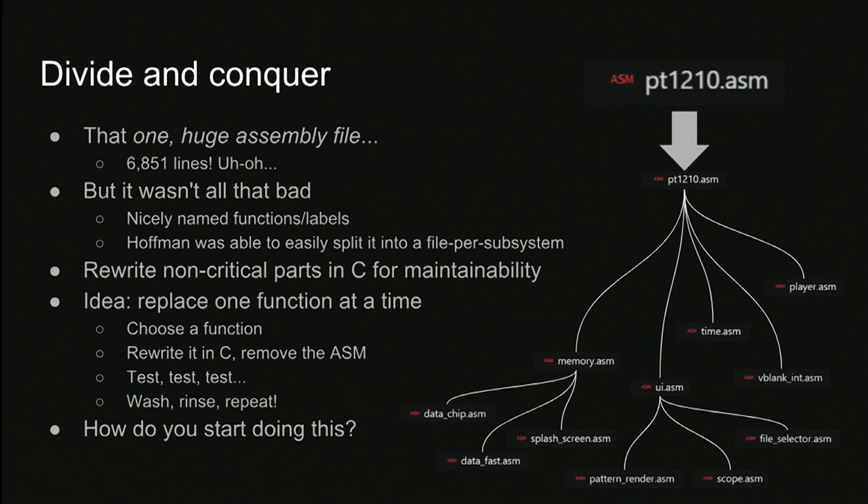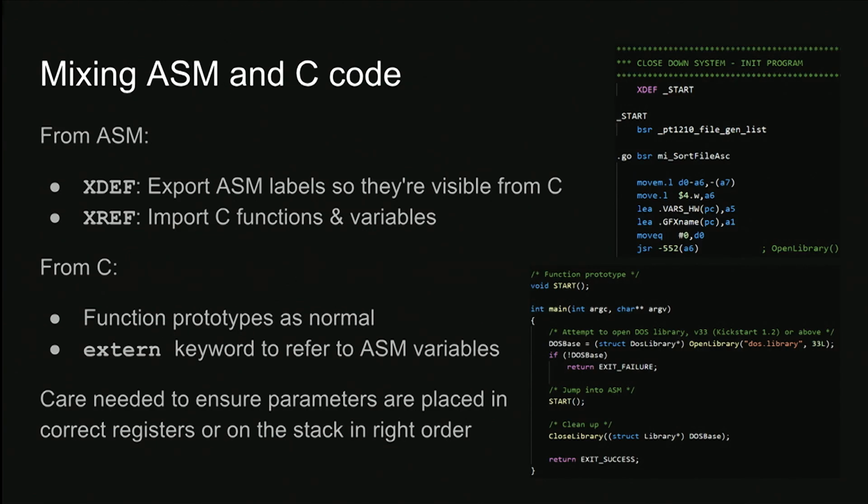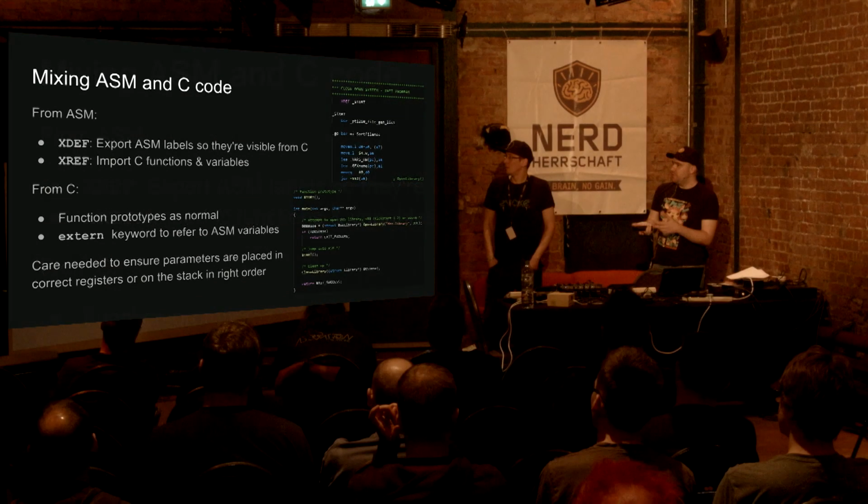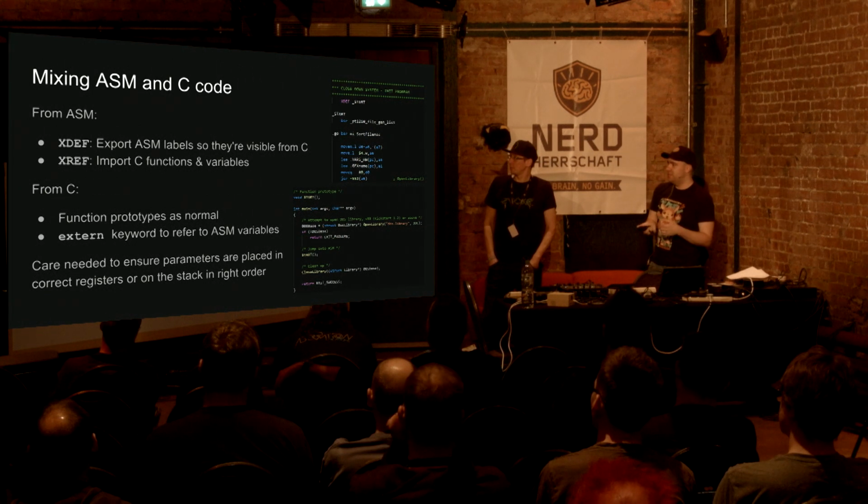So how do we start doing this? If you want to mix assembler and C code, all you've got to do is just export and import the labels. So in assembler, everything is just a label. And so if you write an xdef directive, you can just make that label available to other components. So things that are in assembler that we want to reach from C, we just put an xdef next to, and things in the C code, we just put an xref next to that we want to import.